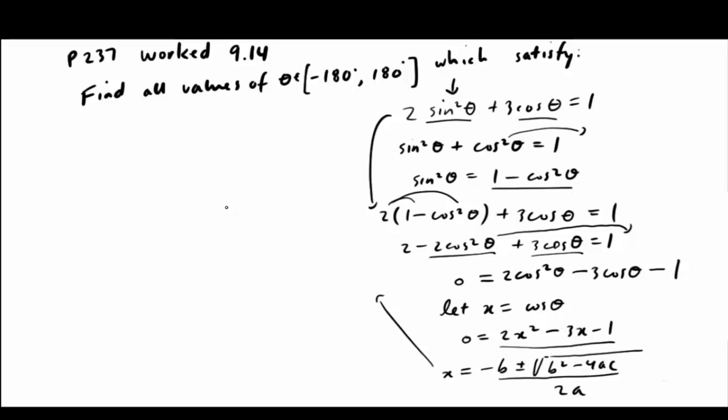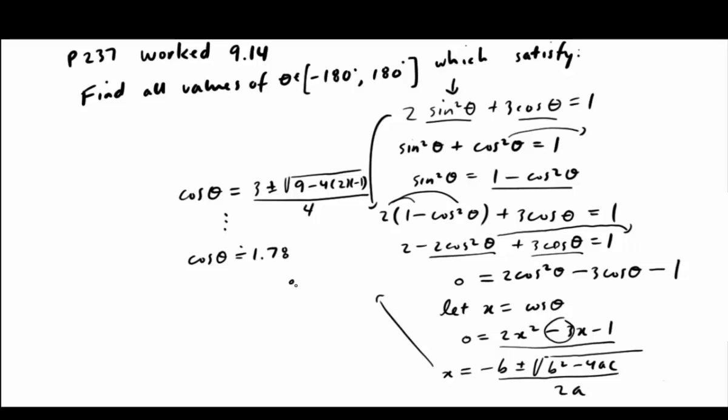And continuing here, what is x? x is cos theta, which is equal to negative b. Negative negative 3 is 3, plus or minus the square root of b squared. Negative 3 times negative 3 is 9, minus 4ac. a is 2, c is negative 1, all over 2a. a is 2, 2 times 2 is 4. So if you work it out with a calculator, what we have is cos theta is approximately 1.78, or cos theta is equal to negative 0.281.